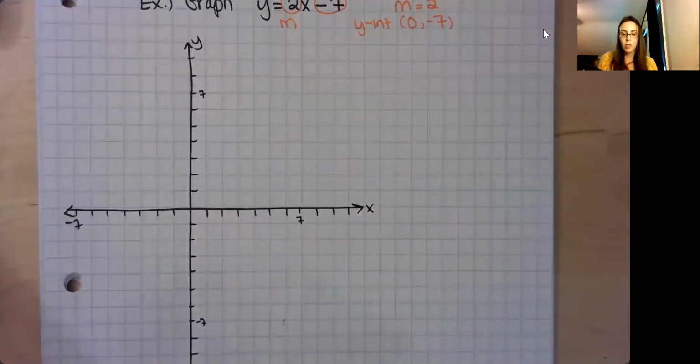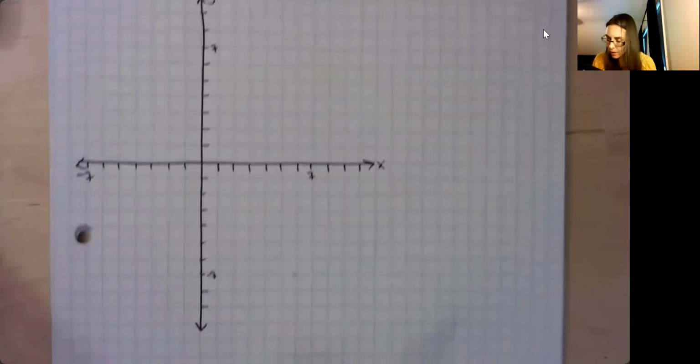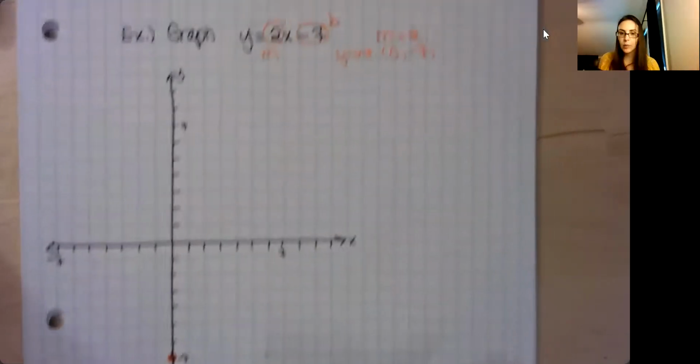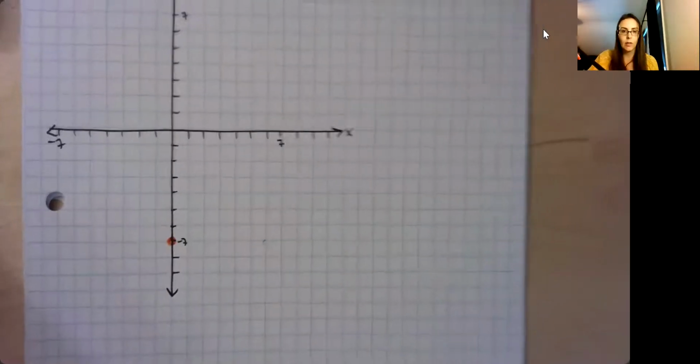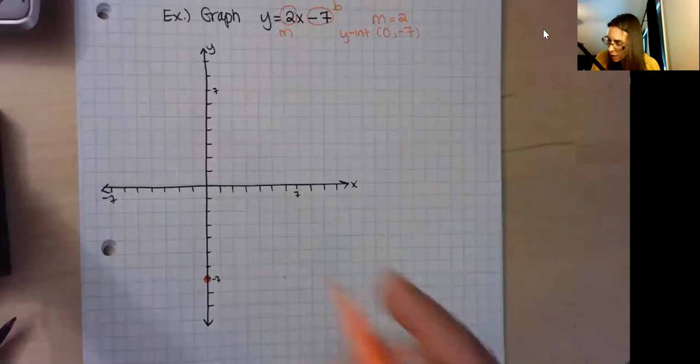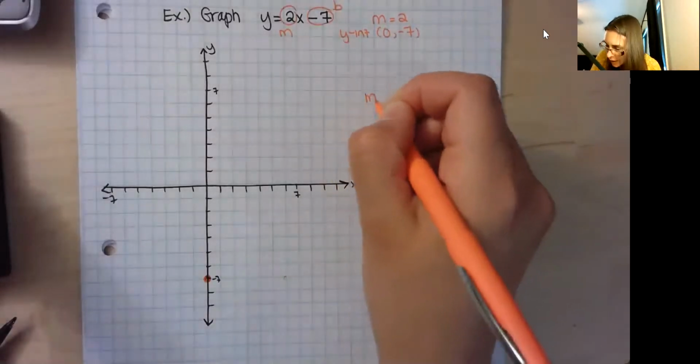So when we're graphing using slope, the first thing I need to graph is always my y-intercept. My y-intercept here is (0, -7), so I'm right down here. And then I do need to use my slope. I'm just going to do some work a little bit further down. Actually, let's see if I can zoom out a little bit. That's a little better. Okay, so our m here is 2.